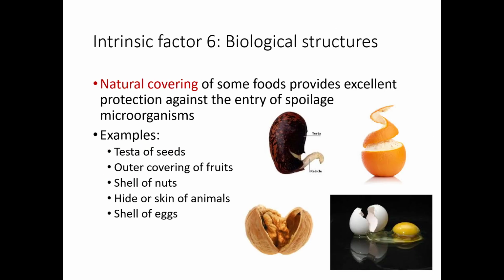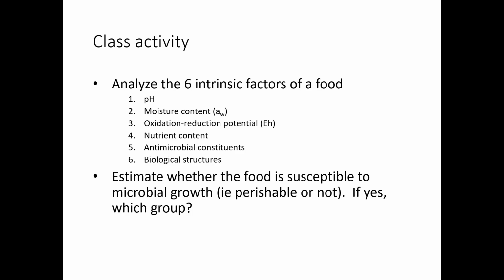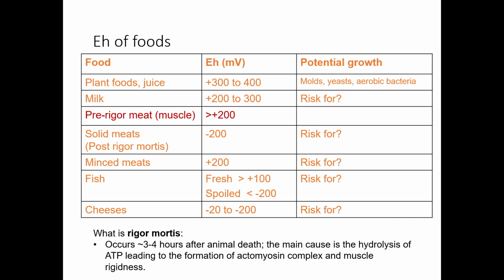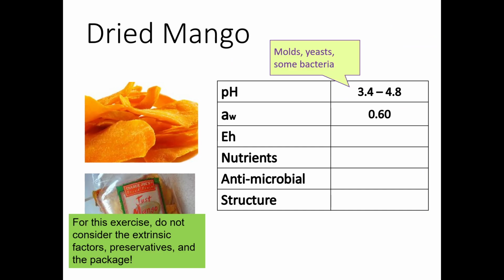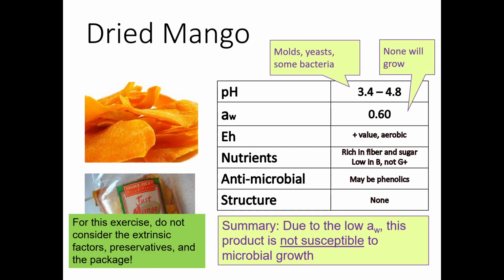So the very last thing is the natural covering, just a biological structure basically. So like I was saying earlier, the skin of foods, or the shell, can help to protect the food from being spoiled. Not that crazy an idea. So if you do have a food product that does have a covering, a natural shell, or something like that, then feel free to talk about that in your project.